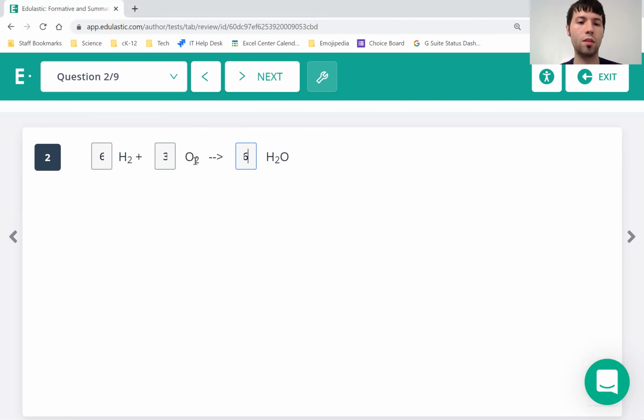3 times 2 is 6 oxygen. 6 times 1 is 6. So I have 6 oxygens. This is balanced. But you notice that all of these numbers are multiples of 3. In other words, if I had a fraction like 6 divided by 3, I know I could reduce this to 2 divided by 1 because these are both divisible by 3.